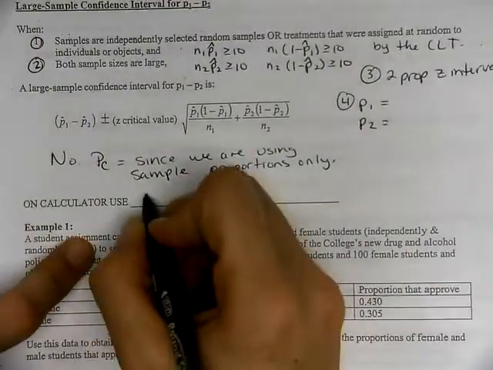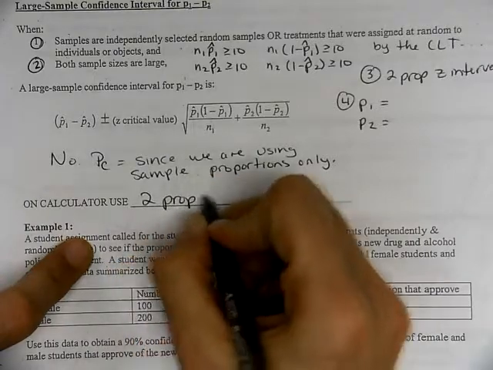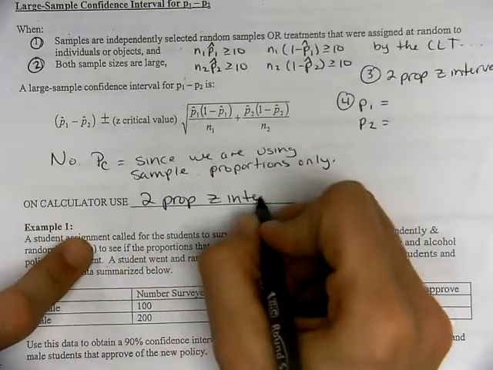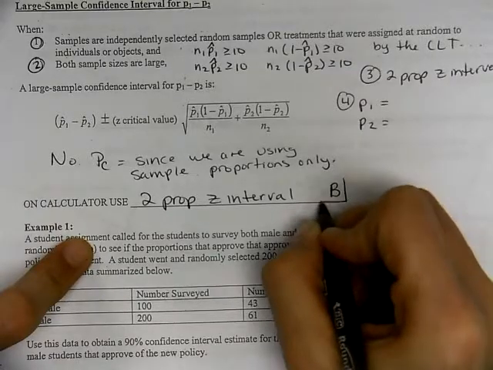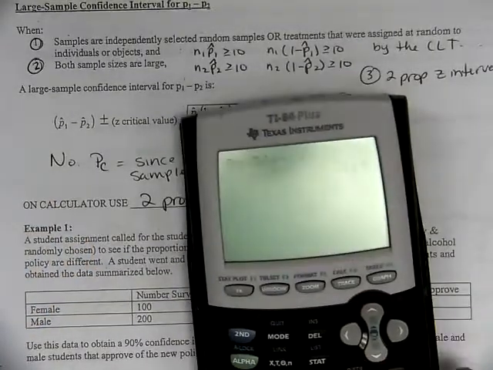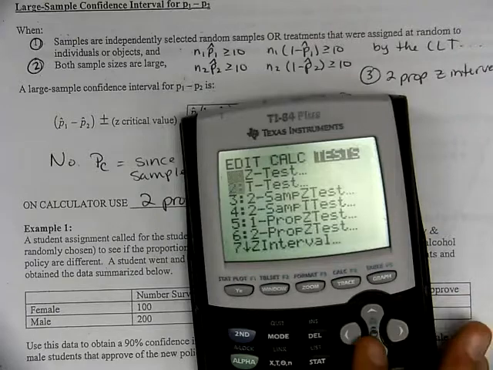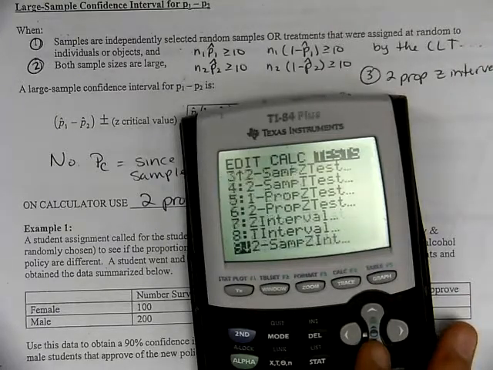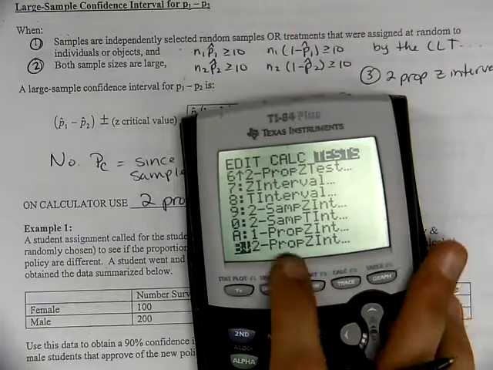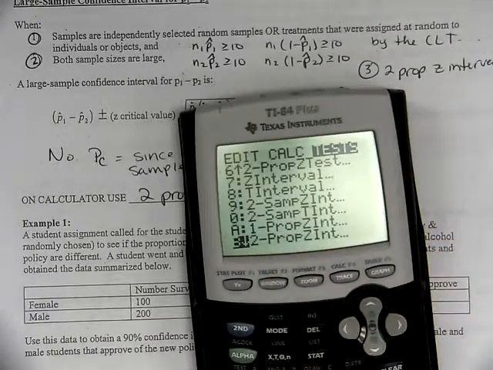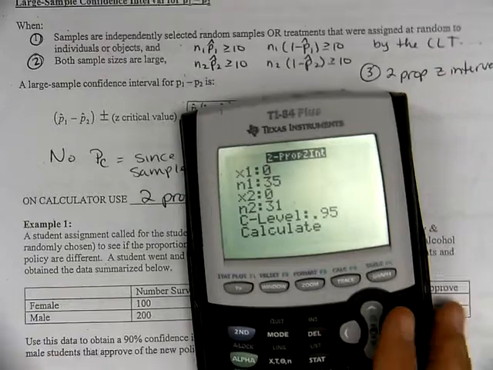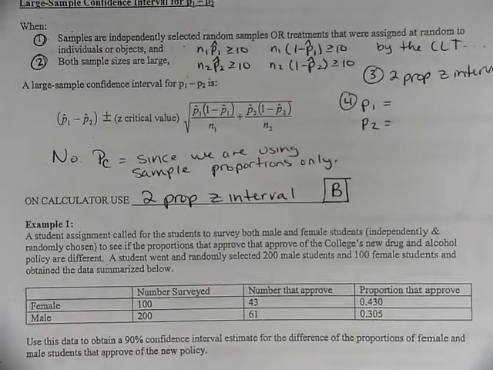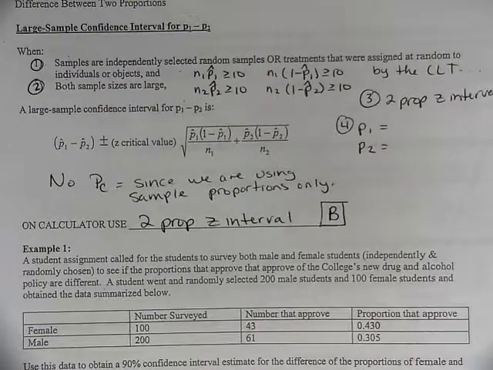So on the calculator, you're going to use 2 proportion z interval, which is test B. If you go to your test menu, it's all the way down, right under A, which we used in chapter 10. We're at B. And if you plug it in, you'll see. I'll get to that in a second. And then the conclusions will be similar to our means, and we'll go from there.